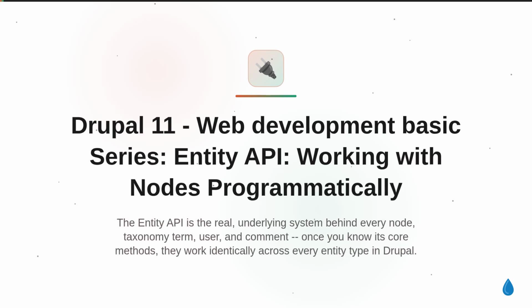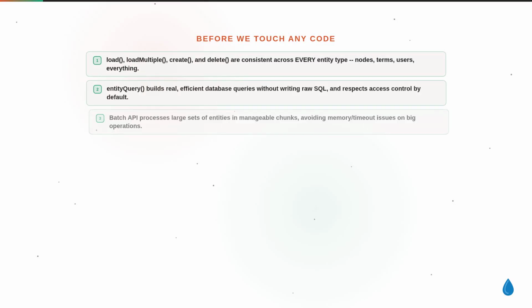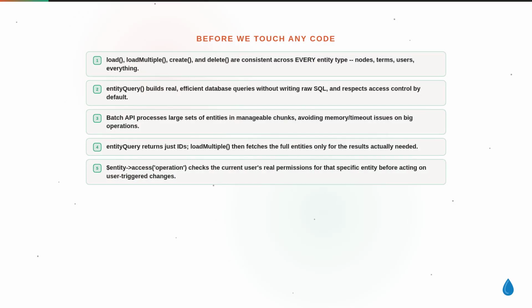The entity API is the real, underlying system behind every node, taxonomy term, user, and comment. Once you know its core methods, they work identically across every entity type in Drupal. Before we touch any code, here's the whole idea in a few facts.